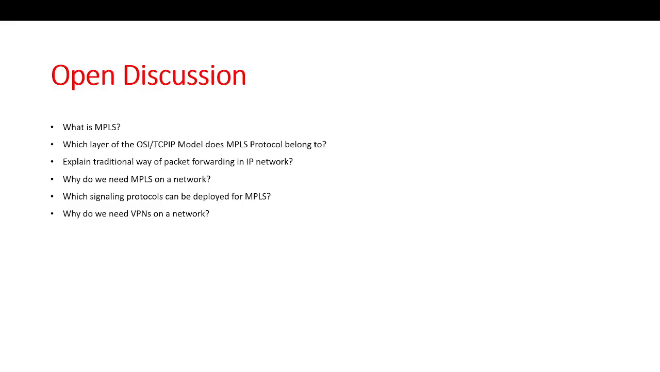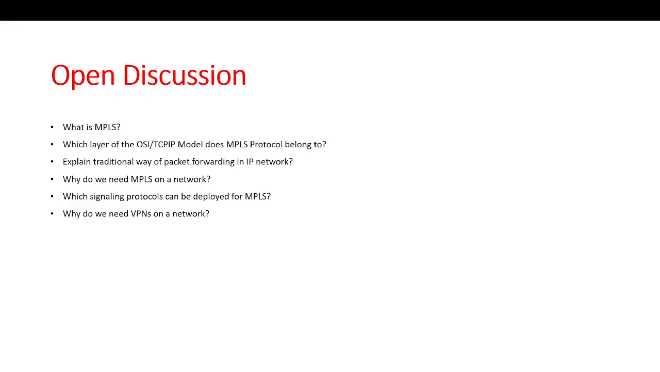Thank you. Another interesting question is, before we had MPLS, of course, we had the traditional way of forwarding packets in an IP network. Anyone who can just explain briefly how the traditional way of packet forwarding in an IP network used to be? How were the packets forwarded before we introduced MPLS on the network? How did we perform the packet forwarding in an IP network before the introduction of MPLS?